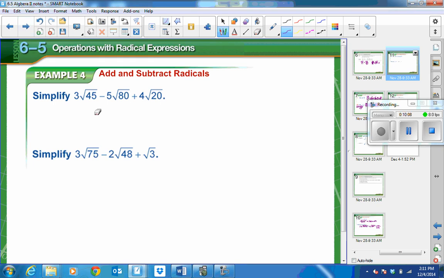Add and subtract radicals, so 3 times the square root of 45 is 3 times the square root of 9 times the square root of 5, minus 5 times the square root of 16 times the square root of 5, plus 4 times the square root of 4 times the square root of 5. So I just broke apart my radicals.